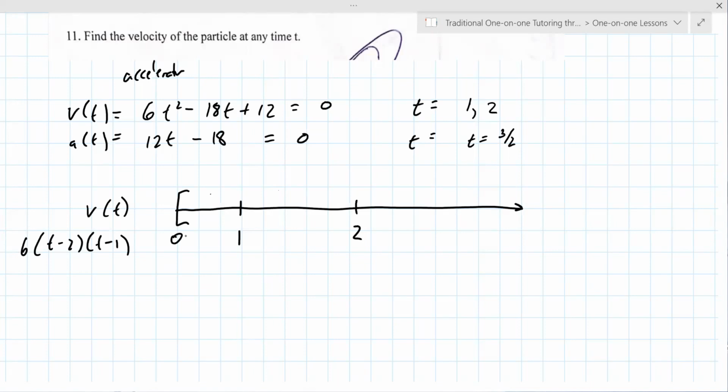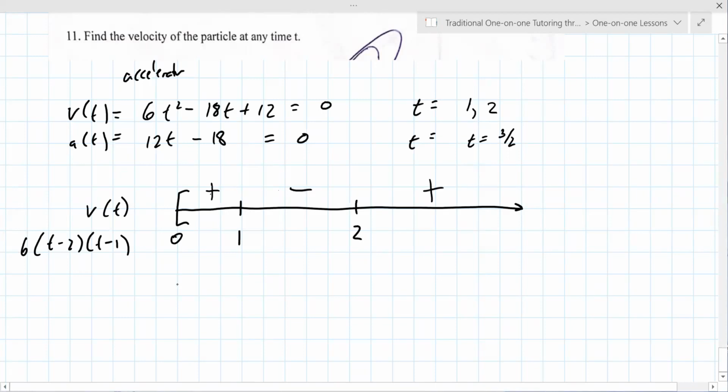The 0 to 1 is positive. And then this one, 1.5, that'll be, that's negative, that's positive. Positive. So that one's negative. Okay. Good. And then the 2 will be positive.